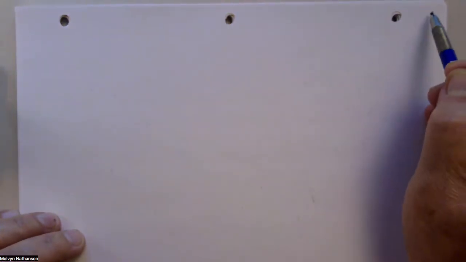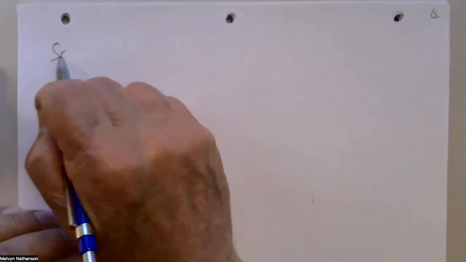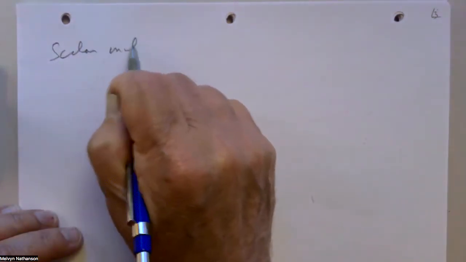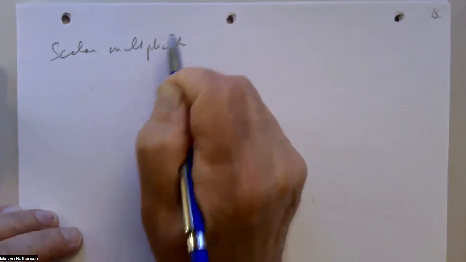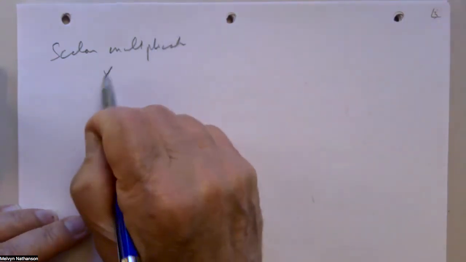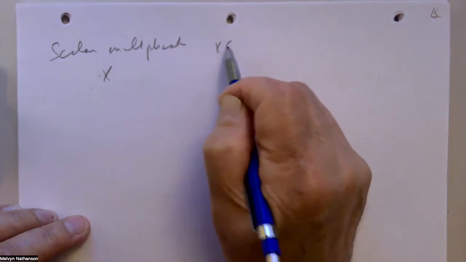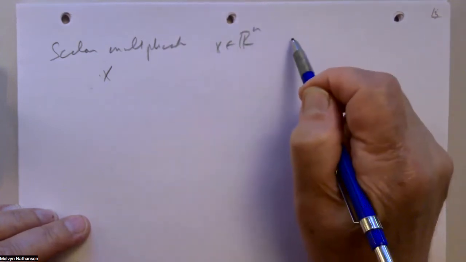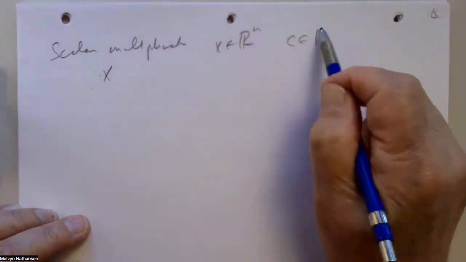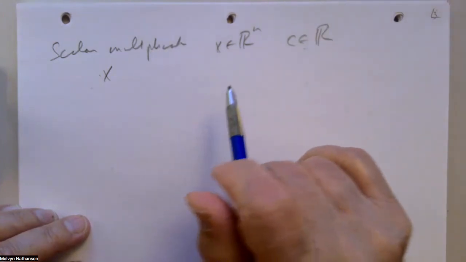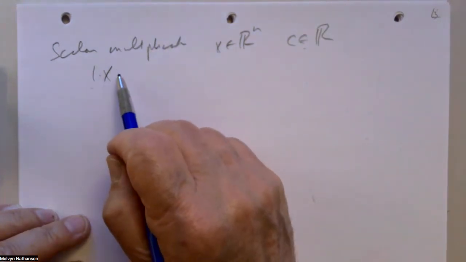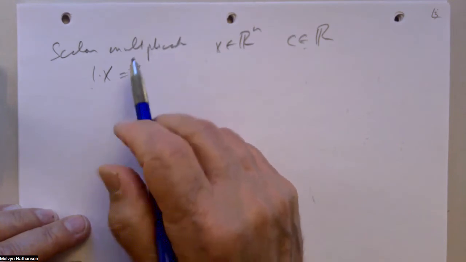And what nice properties they satisfy. Similarly, scalar multiplication satisfies some very nice properties. If x is in Rn, and c is a scalar, a number in R, so you take the number 1 and multiply it by x, you just get x.